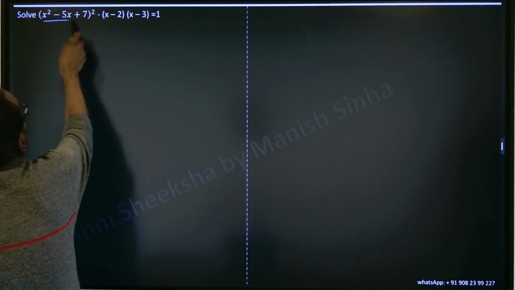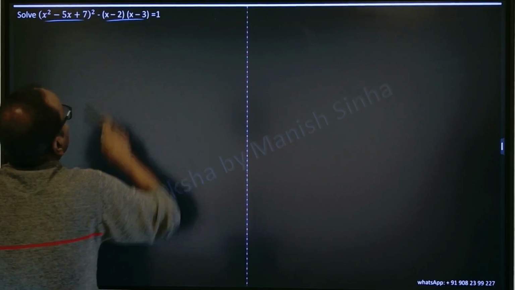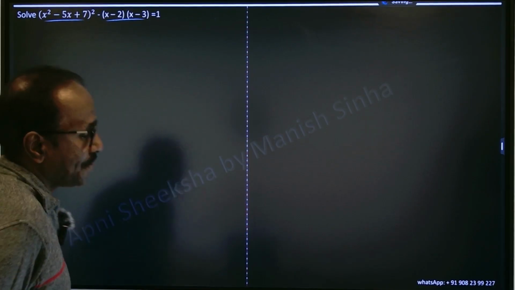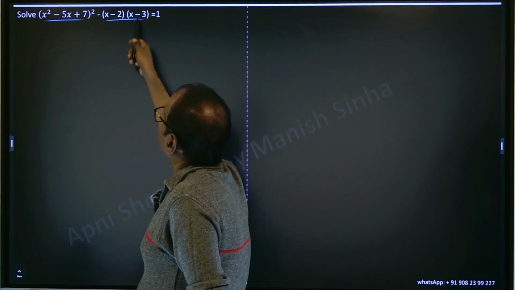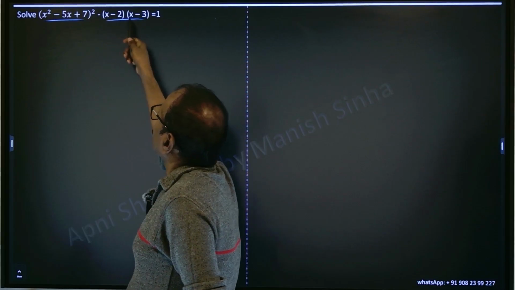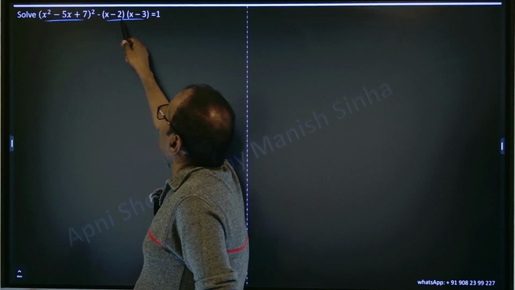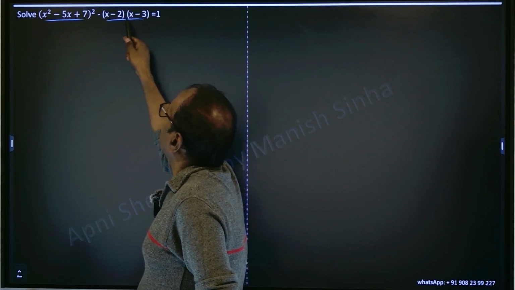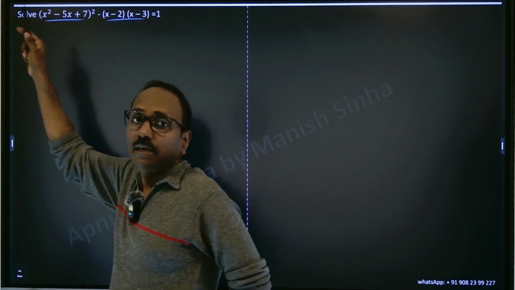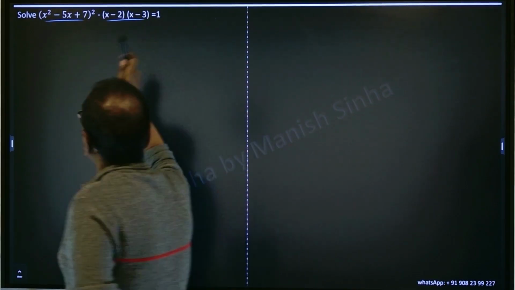x square minus 5x plus 7, x minus 2 into x minus 3 is equal to 1. Can you notice here, when you multiply these two, you get x square, plus minus 3x minus 2x. So these combined give minus 5x as well. So we should multiply this first and see.